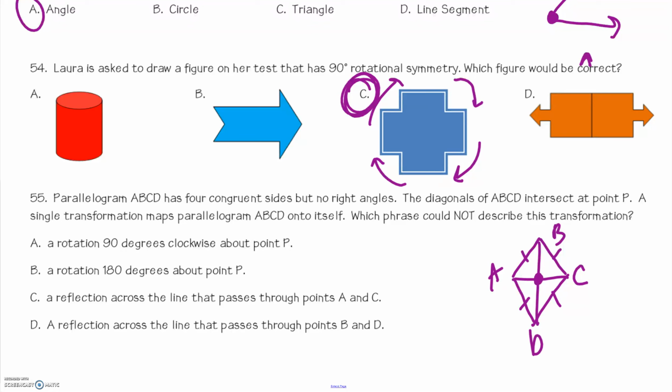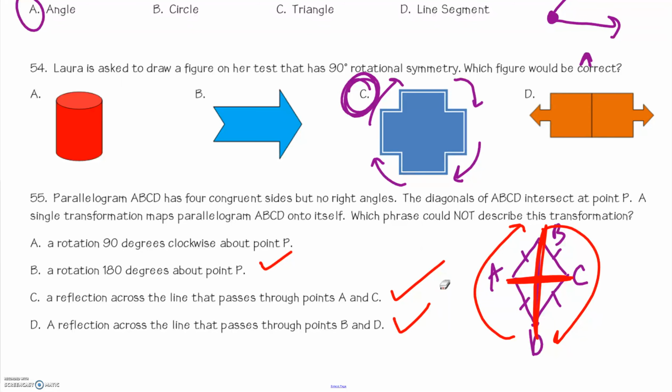Let's come back. Let's think a rotation 180 degrees. That would go from here to here to here. That's definitely going to work. A reflection across the line that passes through AC. Well, that's right here. It's like folding B down to D. That would work. And then the other is passing through BD this way, folding A over to C. That would work. So let's think about it.